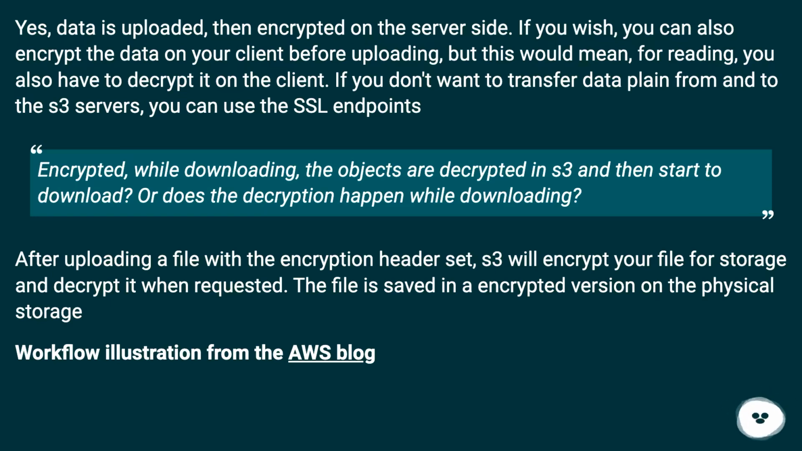Encrypted, while downloading, the objects are decrypted in S3 and then start to download? Or does the decryption happen while downloading? After uploading a file with the encryption header set, S3 will encrypt your file for storage and decrypt it when requested. The file is saved in an encrypted version on the physical storage. Workflow illustration from the AWS blog.